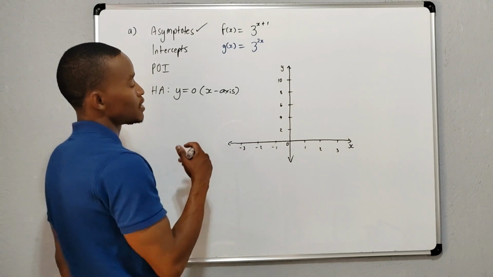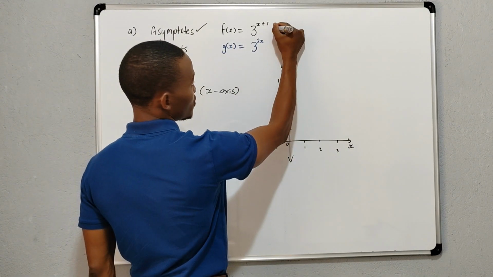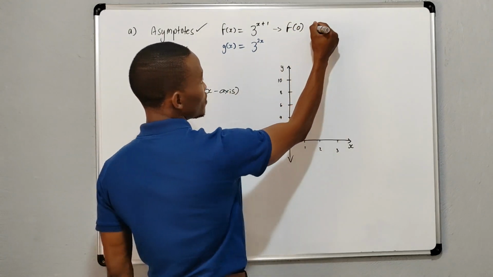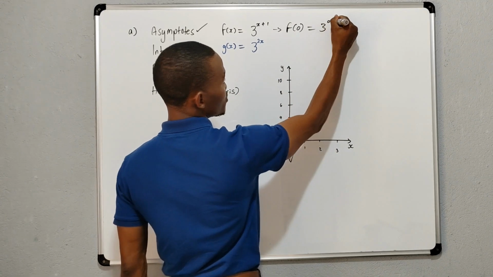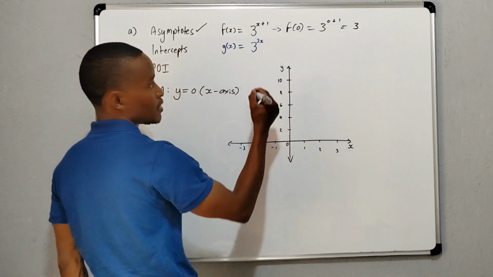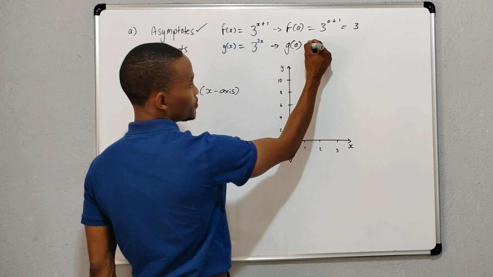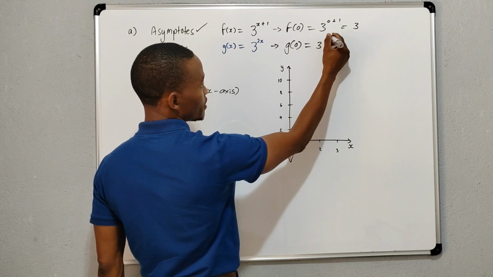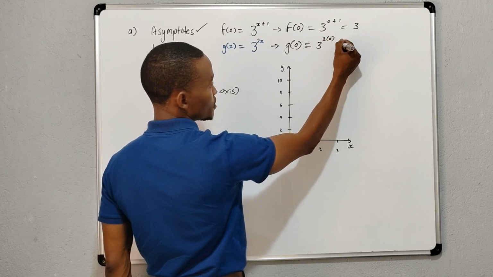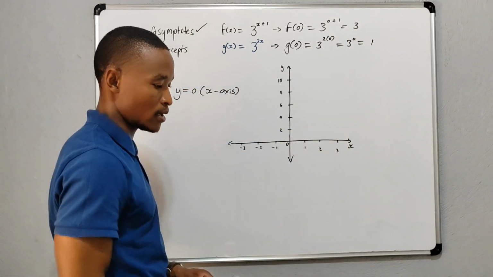So how do we get the y-intercept? We'll know that our x must be 0. So here, we're just going to let our x equal to 0. And this will be 3 to the power 0 plus 1. What does that give us? 3. And then this side, we have g of 0. It's 3 raised to the power of 2 times 0, giving you 3 to the power 0, and that is 1. Okay.